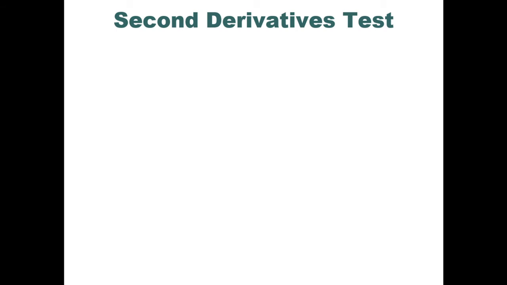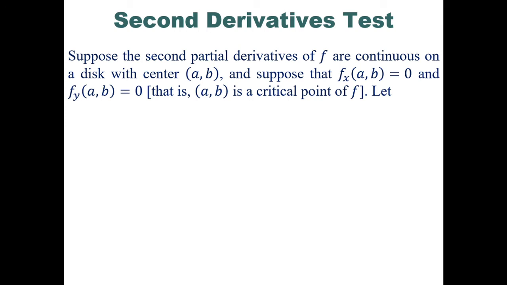Second derivative test to determine local maximum, local minimum or saddle point. Suppose the second partial derivatives of f are continuous on a disk with center (a, b). Again, a disk is a neighborhood of (a, b). And suppose that the first partial derivative of f with respect to x at the point (a, b) and the first partial derivative of f with respect to y at the point (a, b) are both 0. That is, (a, b) is a critical point of f.